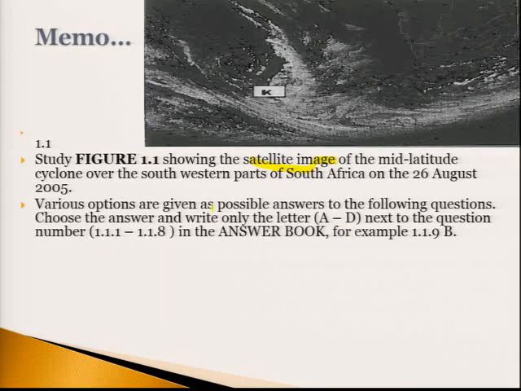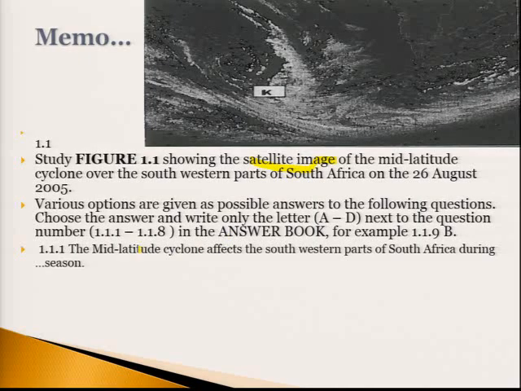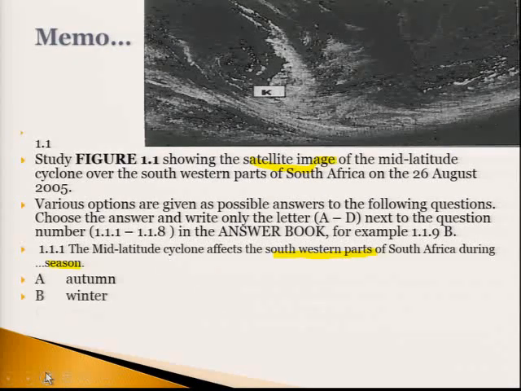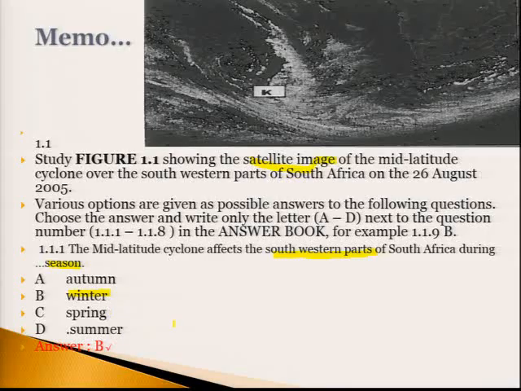Various options will be given for the possible answers. They must choose the correct answer, A to D. The first question says the mid-latitude cyclone affects southwestern parts of South Africa during which season? A, autumn, B, winter, C, spring, and D, the summer season. We know for a fact that the correct answer is B, that our mid-latitude cyclone advances to South Africa during the winter season.